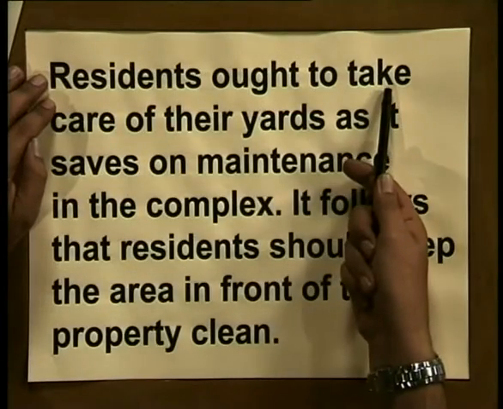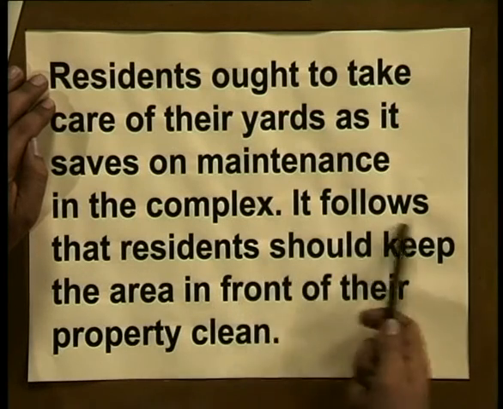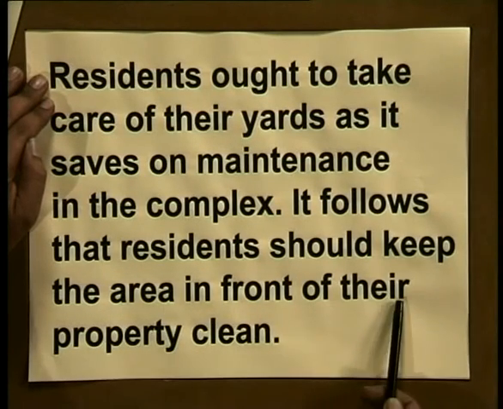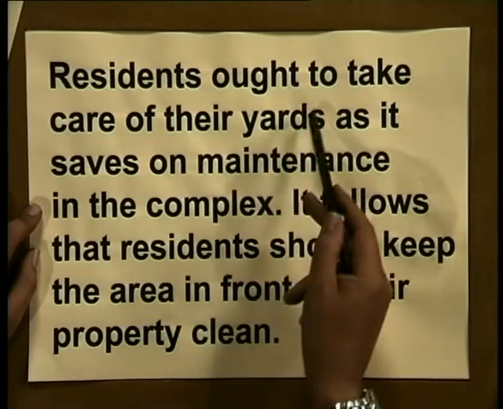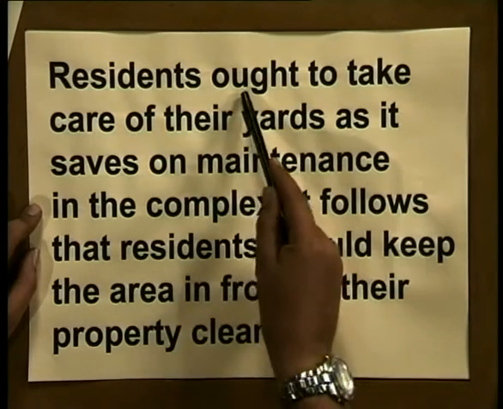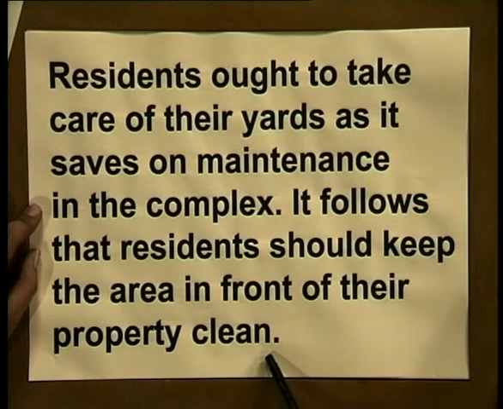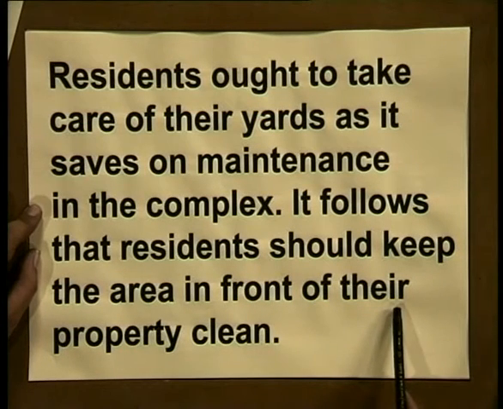Now let's look at how the argument progresses, the logical progression, if you like. We start with residents ought to take care of their yards and end with it follows that residents should keep that area in front of their property clean. So we've begun with the premise, we've added some reasons, and we've ended with what is effectively a conclusion. The progression is complete. So the argument moves from just taking care of your own yard to the point where you need to keep the area in front of your property clean.